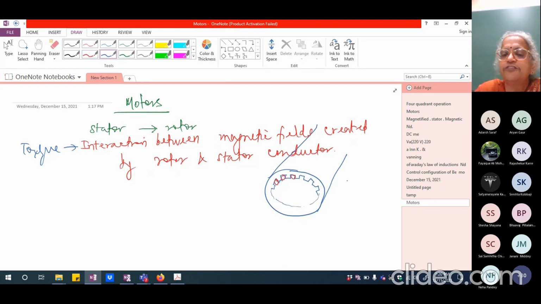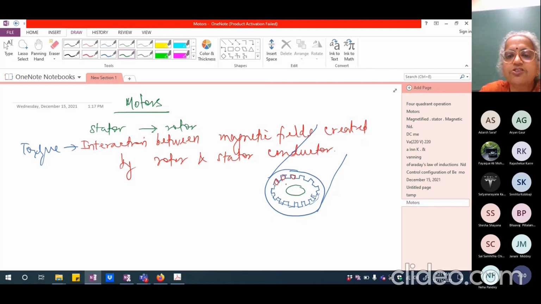I have not shown the rest of the teeth. Of course, everything will have teeth. Teeth have to be there everywhere. And between two teeth, you will have the slot. And inside the slot, the conductors are inserted. This is the way it will be as far as the structure of the machine goes. And you are going to have the rotor which is sitting inside.